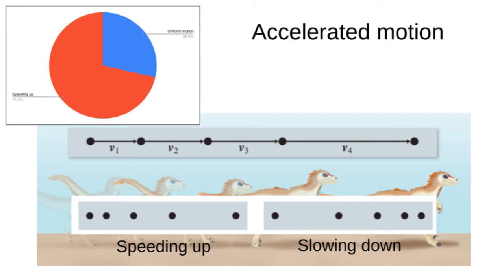And so we can see that V1 is smaller than V4. And so what that's showing is that the velocity is getting larger with time. So as the dots start to spread out, the velociraptor is speeding up. Similarly, if we saw the dots starting to compress, then the velociraptor would be slowing down.